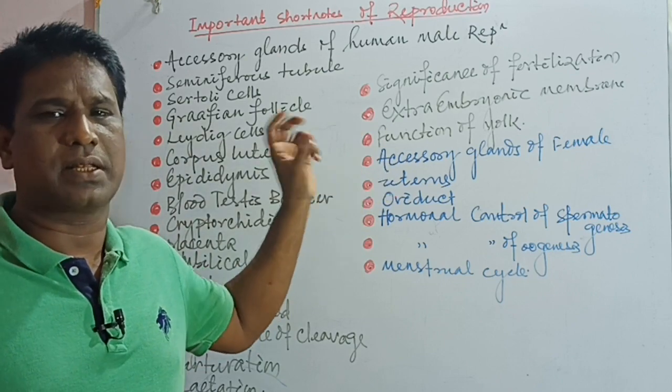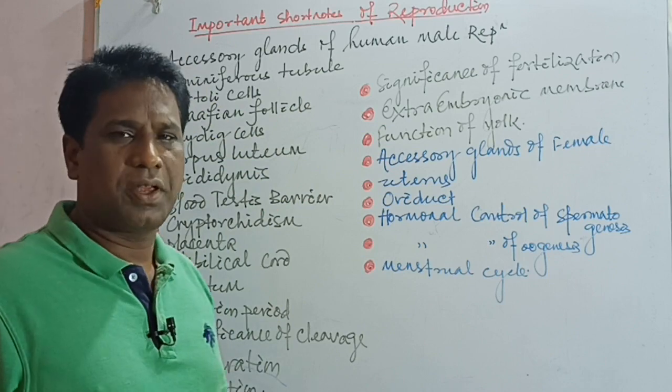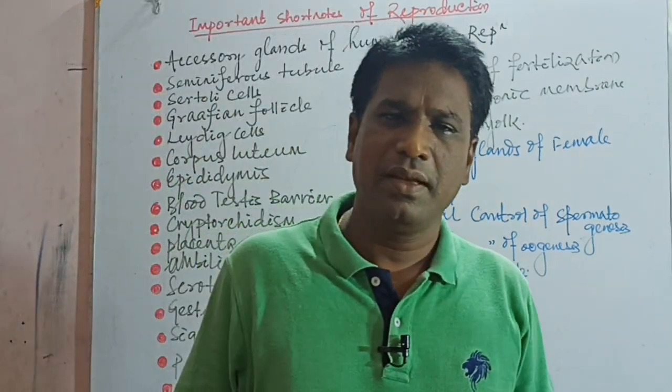Today we will see all the important short notes that come in your examination of that first chapter. The first one is accessory glands of human male reproductive system.